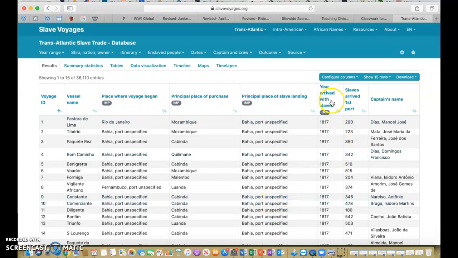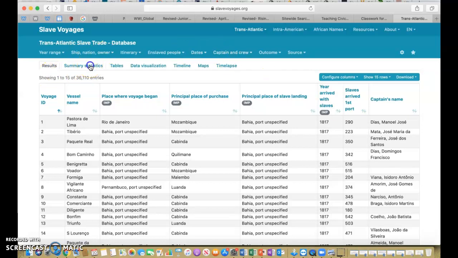The year that it arrived to the destination, to the location, and how many slaves arrived at the very first port of entry, the first place that they went. And here is the captain's name. So we can see that particular information that is going on. So I want to give you an illustration of how to do this.